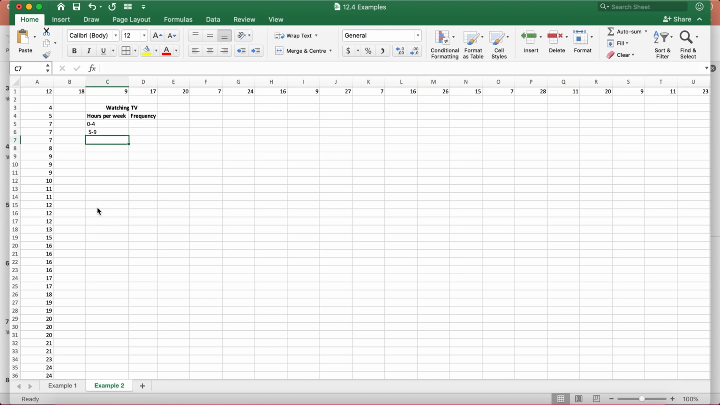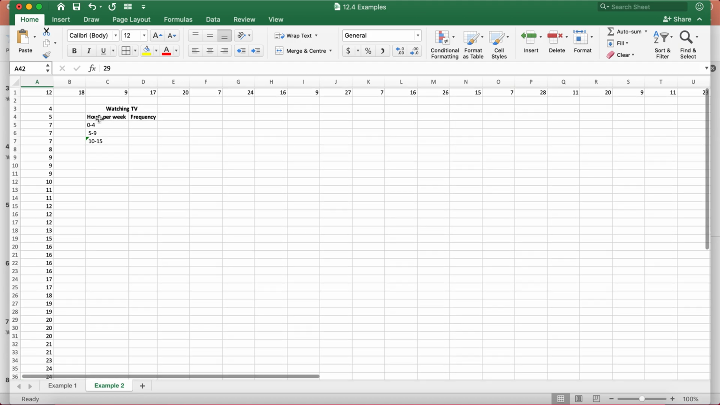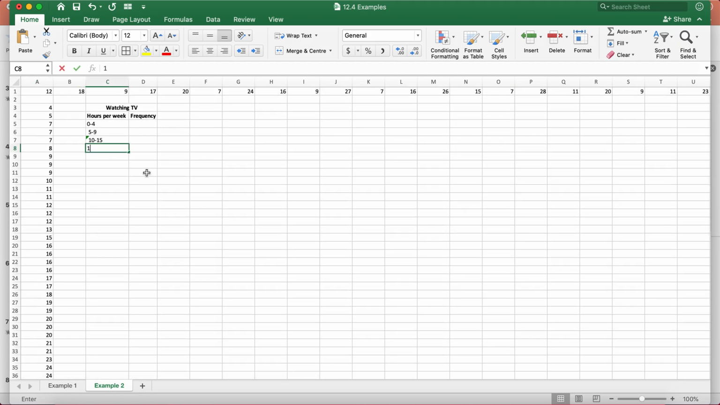Then the next one is going to be 10 to 15. Oh, I made a mistake. 10 to 15. Good. Let me see which one is the last one. The last one is 29. You can see it there. So the next one is going to be 16 to 19. Then the next one is going to be 20 to 24. And then the next one is going to be 25 to 29.